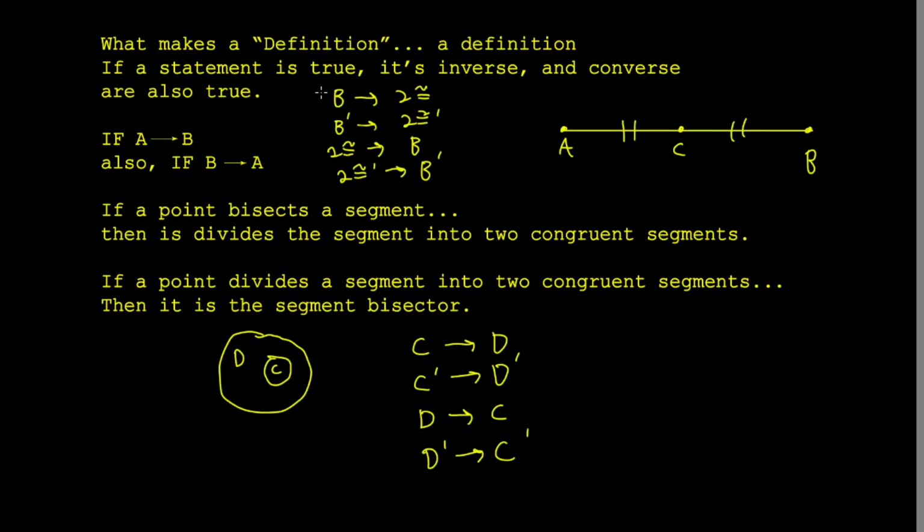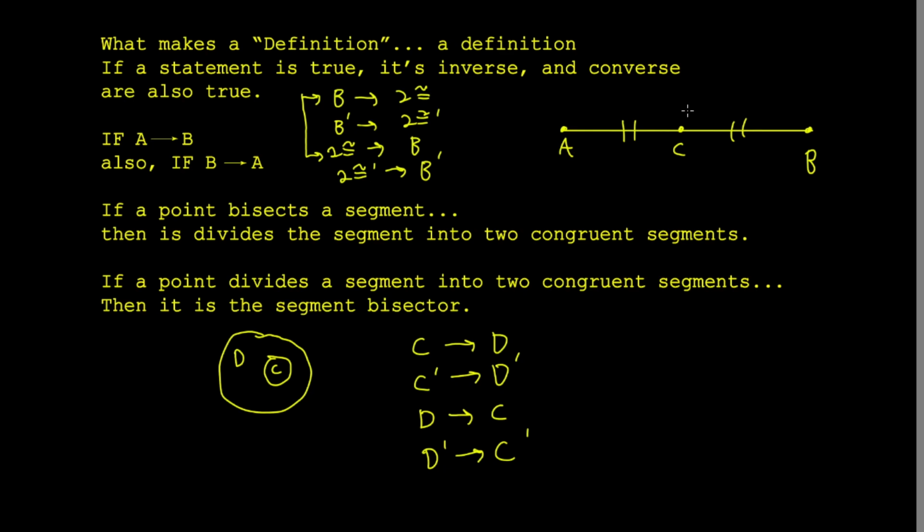For a definition, statement, inverse, converse, contrapositive are all true, but more so to be a definition, a statement is true and its converse is true. If a point is a bisector, then it divides a segment into two congruent segments. If a point divides a segment into two congruent segments, then it is the segment bisector, or the midpoint.